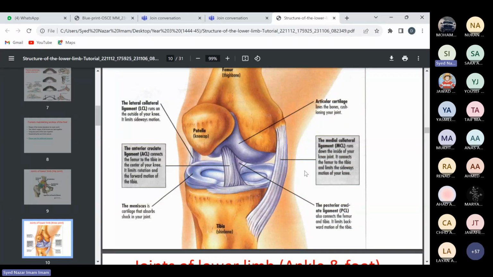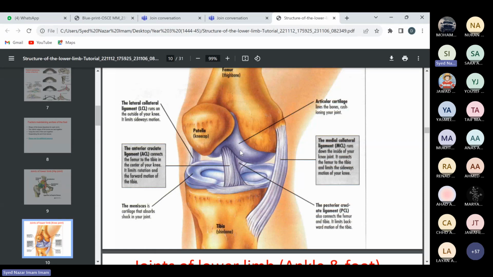So you have to name the medial collateral ligament, which is also called the tibial collateral ligament, the lateral collateral ligament, or also called the fibular collateral ligament. And then we have the patellar ligament and the oblique popliteal ligament. These are the four extracapsular ligaments.